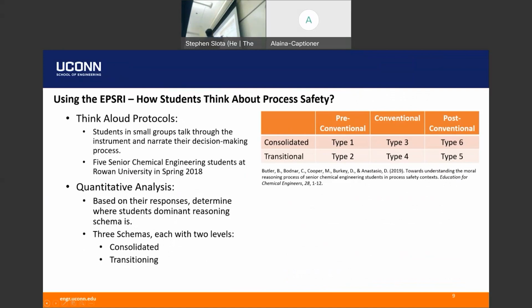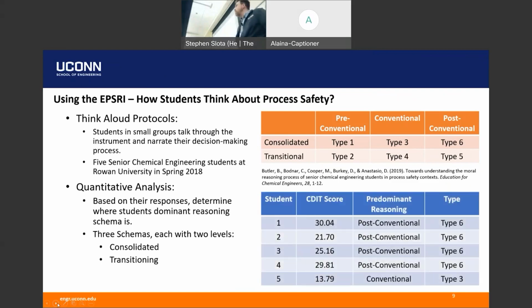So this is what I talked about, those 6 different types. You have pre-conventional, conventional, post-conventional, and you have the consolidated and the transitional. We did this with these students, and when you score them, what you find is that these seniors, almost all of them end up type 6, consolidated, post-conventional.